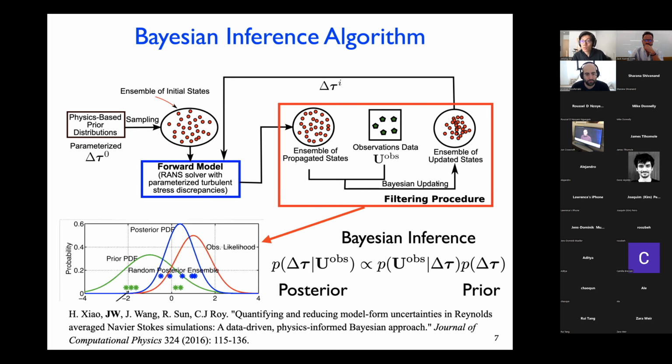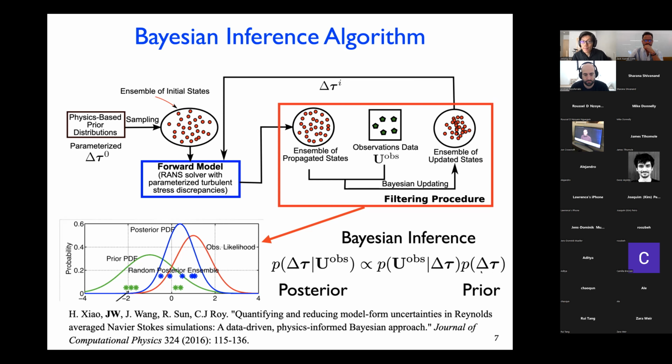So in general, this Bayesian inference algorithm can be understood as a kind of approximated Bayesian inference, where we want to get the posterior distribution of delta tau conditioned on some sparse observation of velocity, and we know that it's proportional to what we call the likelihood function, and also the prior distribution of the Reynolds stress discrepancy delta tau.